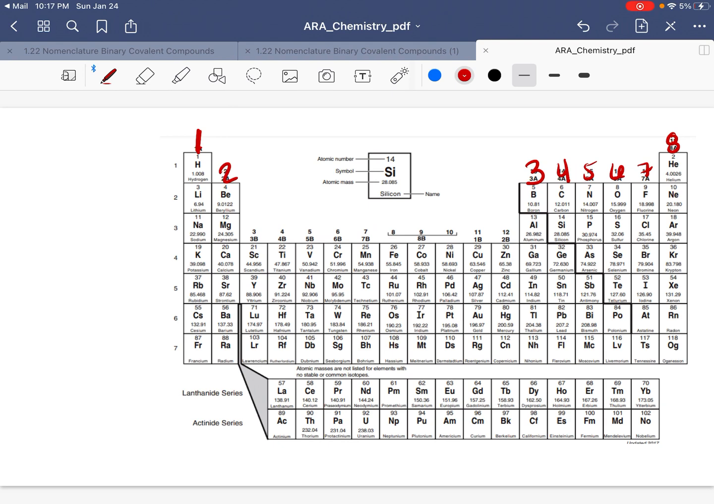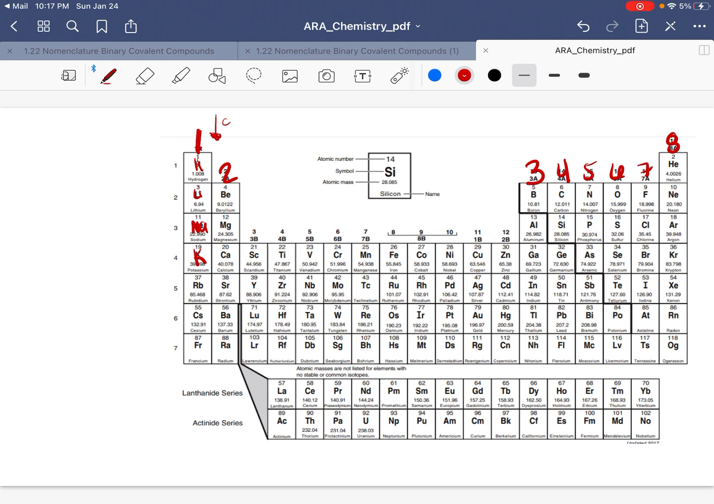So group numbers go down. Hydrogen would be in group 1. Lithium is also part of group 1. Sodium's in group 1. Potassium's in group 1. So group 1 goes down by the columns, right? So columns like in a house.